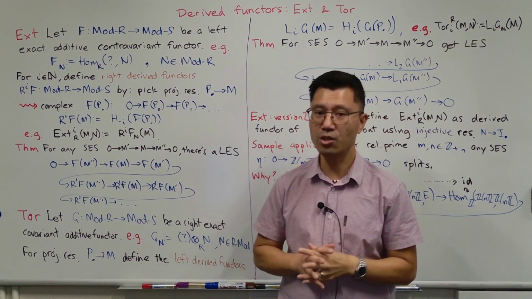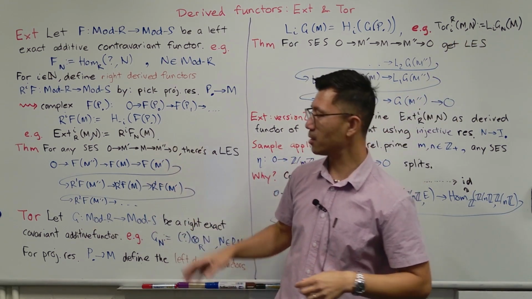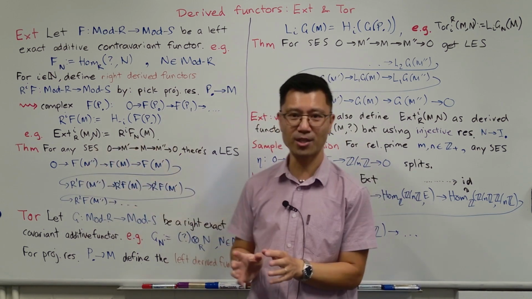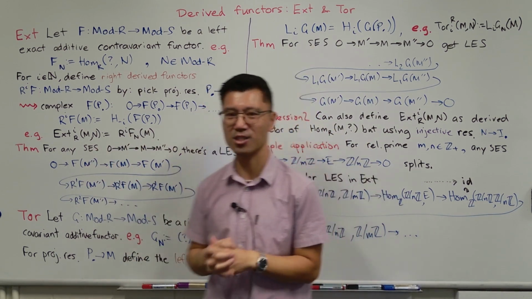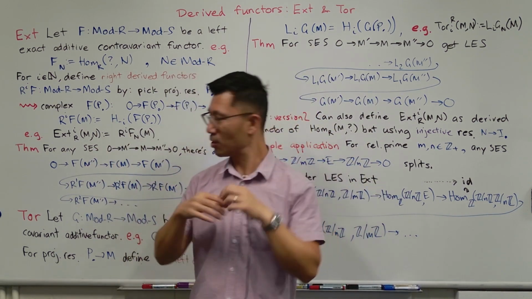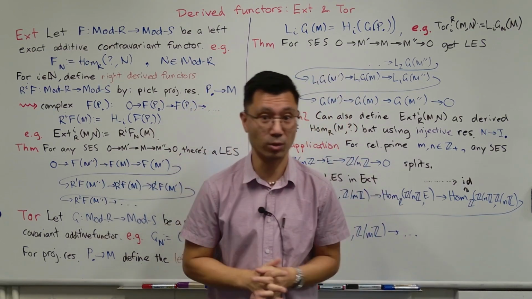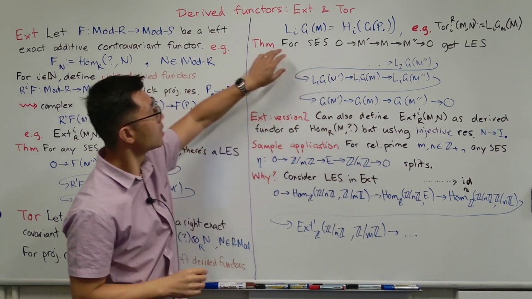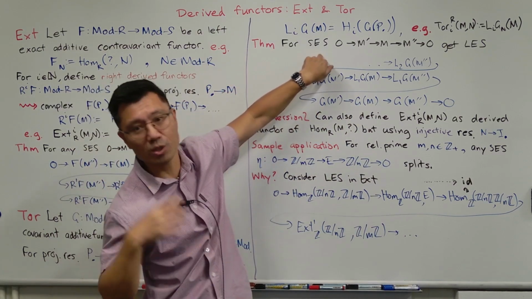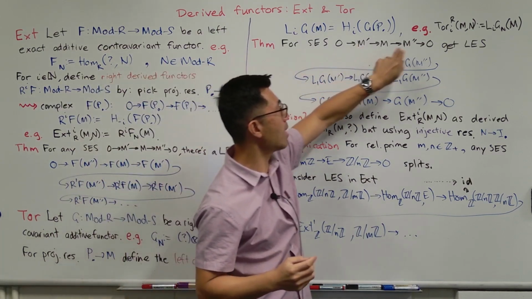And in this case here, you can apply the same argument. The things are going around in different directions. The maps go in different directions, but still you can use exactly the same proof that I gave here to get a long exact sequence. So let's see what form it takes now. Suppose you have a short exact sequence of R modules 0 to M prime to M to M double prime.